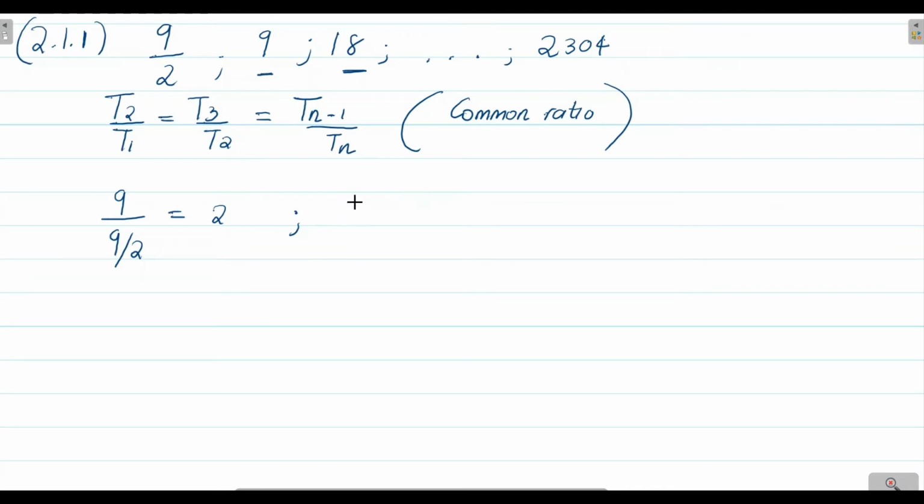So what is our term 3? It's 18, right? What is our term 2? It's 9, right? And 18 divided by 9 is still equal to 2, right? Therefore, right, our R for this geometric sequence is equal to 2.